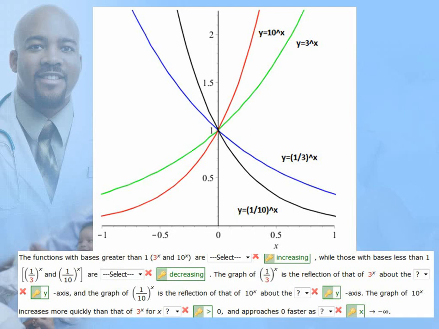All right, so I graphed them all. And again, I like the computer because it gives you a nice picture, and then you can see the difference. And I label them so you can see that. This is 3 to the x and 10 to the x. And they're different than the other two. Why? Because they're going up. So they're increasing. So that's what they want, increasing. The other two are going down. So they're decreasing. What else do they want?